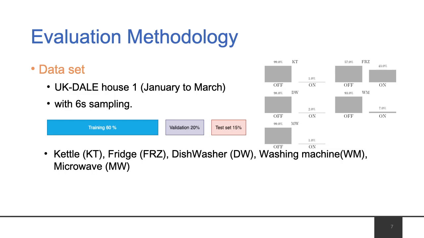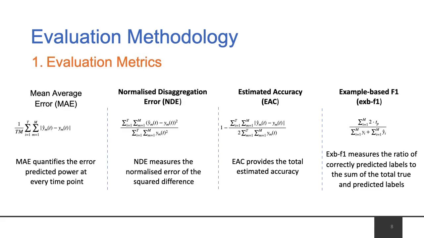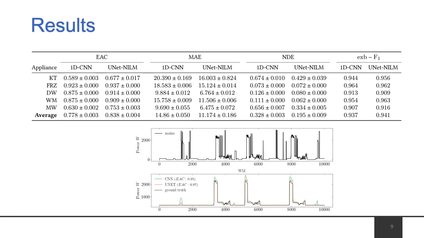We evaluated the proposed approach on the UK-DALE dataset for building one, with data from January to March. We apply both regression metrics and multi-level classification metrics to evaluate the proposed approach, as shown in this slide. Empirical evaluation on the UK-DALE dataset suggests promising performance of the proposed approach against traditional single-task learning.